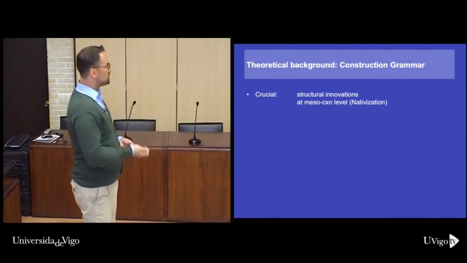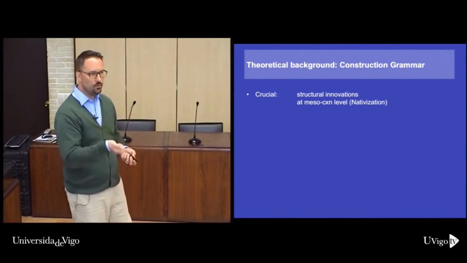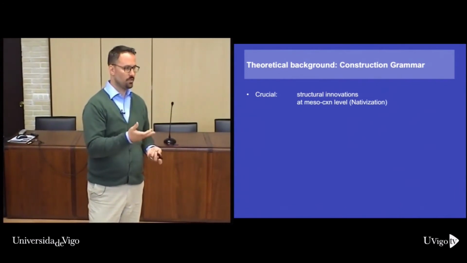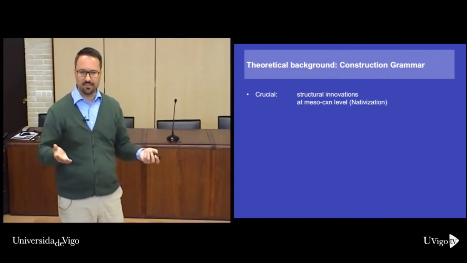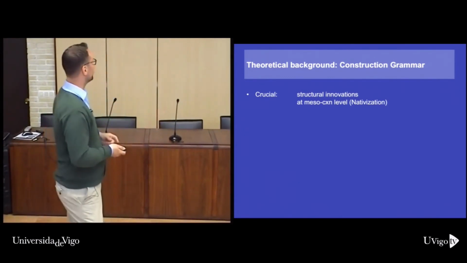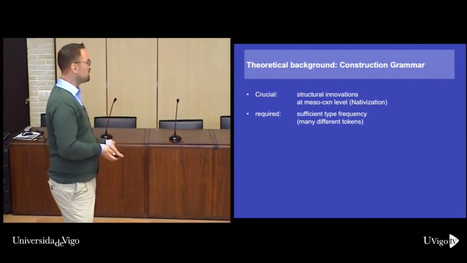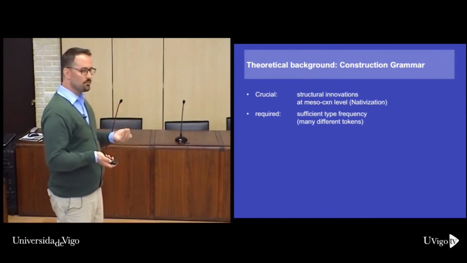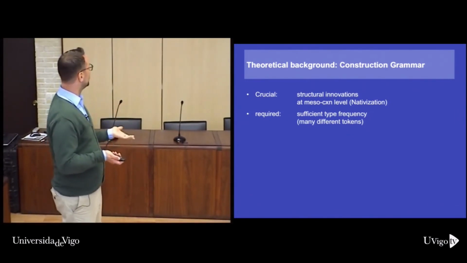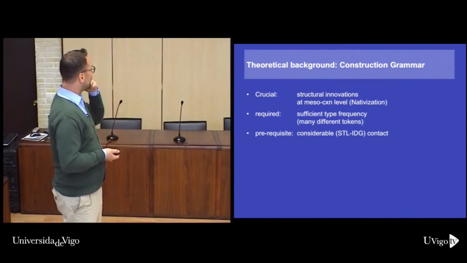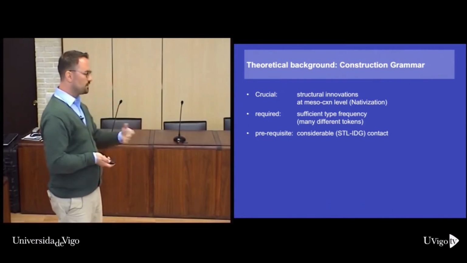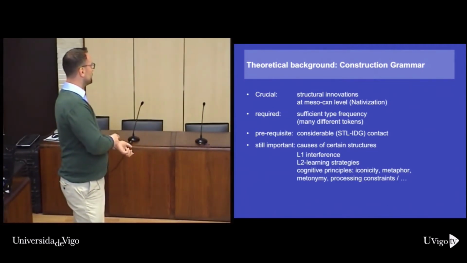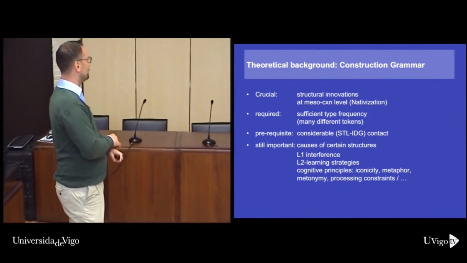So, structural innovations during nativization, when we first see new things which are different in a variety, which go beyond borrowings of atomic items. So place names or animal names, those are easy. Lots of languages have done that. English has done that through centuries. But the structural innovations happen at this meso level. For that, of course, you need a sufficient number of type frequency. You need many different tokens to give you a new kind of schema. And it requires considerable settler-indigenous contact for a certain verb to be used. But it's still important that we see that the causes of certain structures are going to be various.